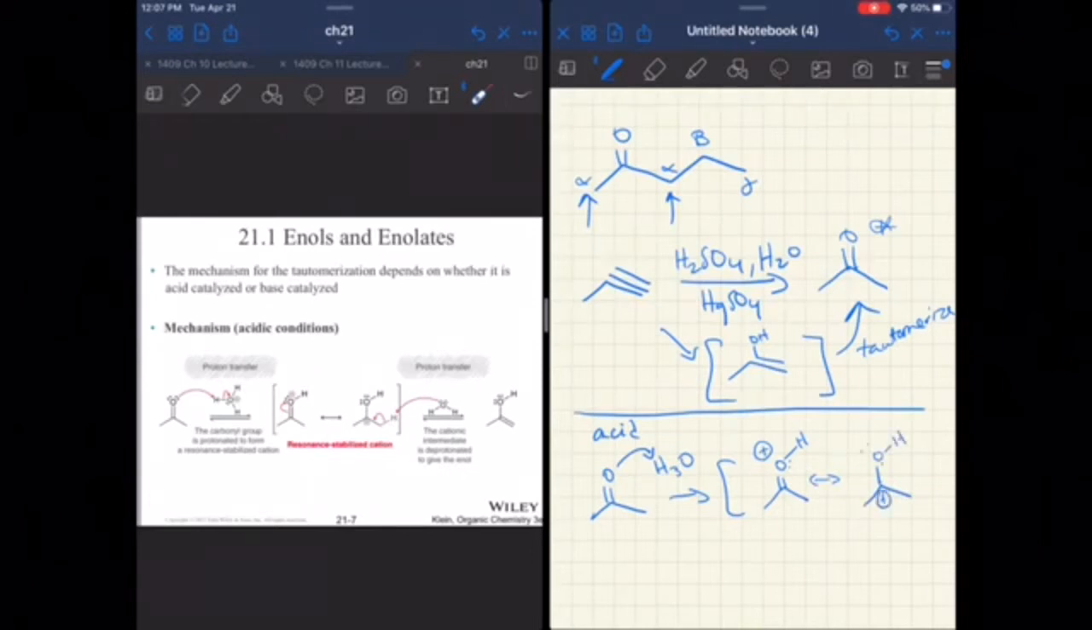This proximity to a positive charge makes this alpha proton much more acidic. And remember, this is acid catalyzed, so we are going to get our acid back. We don't have a strong base, so water is going to be the base, and that is going to give us our enol.